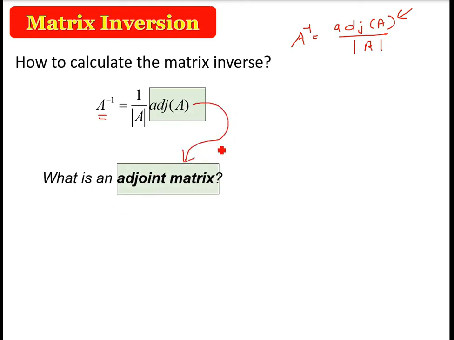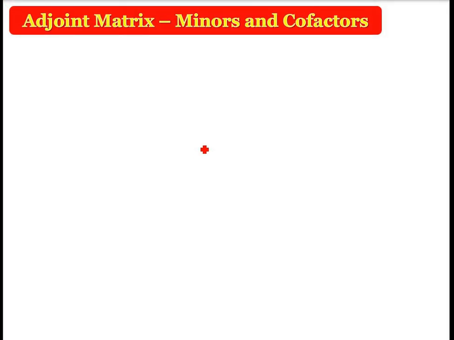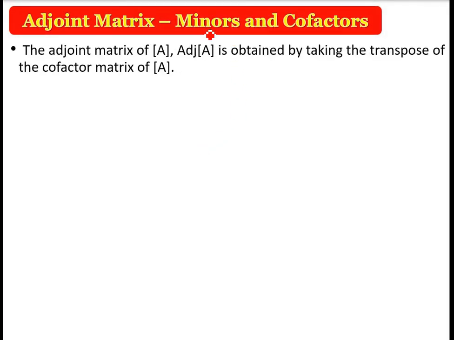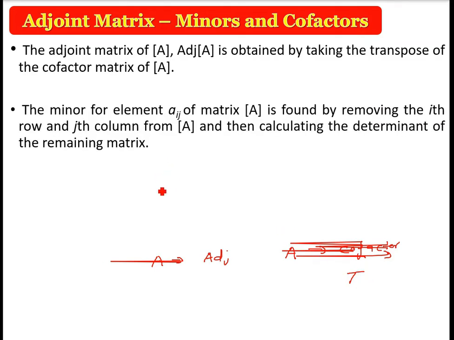So what is an adjoint matrix? For the adjoint you need to have minors and cofactors. So what is the adjoint? The adjoint of matrix A is, first you take A, then you find the cofactor matrix of A, and once you find the cofactor, you take the transpose of that cofactor. Just change the row and column, that will be the final adjoint.